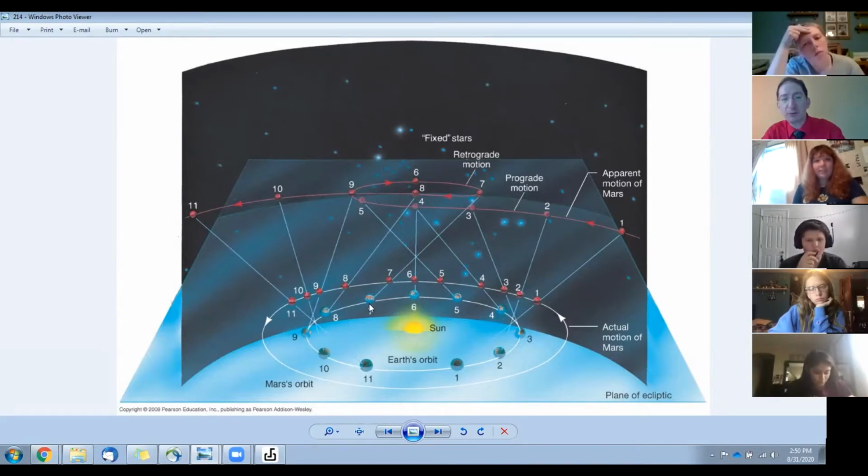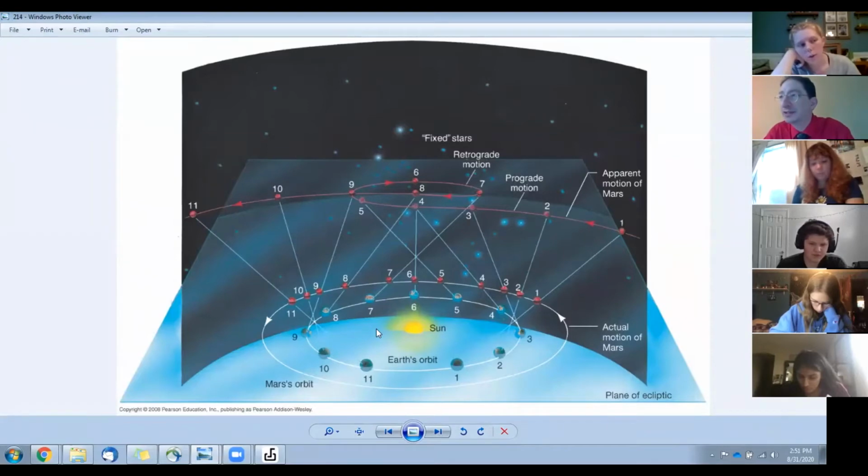But then we both start rounding the curve. At time 8, Mars appears to be moving prograde again. Time 9, prograde. 10, 11, so forth, prograde. And so we'll only go into retrograde. We'll only see retrograde when we're passing a planet. But it happens for free.